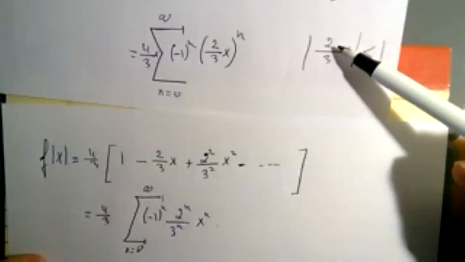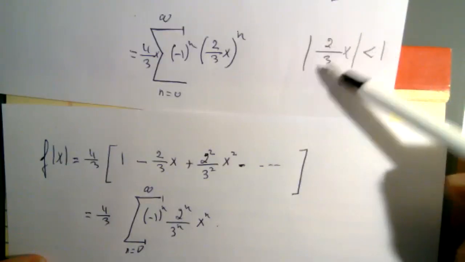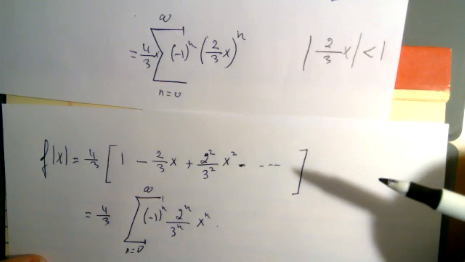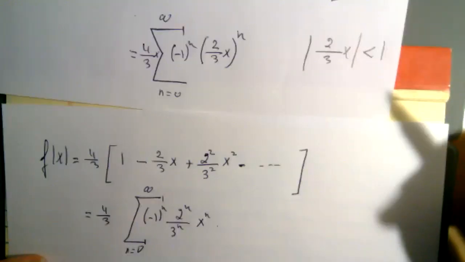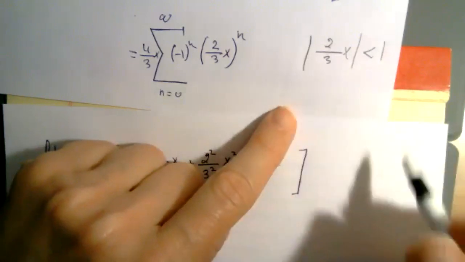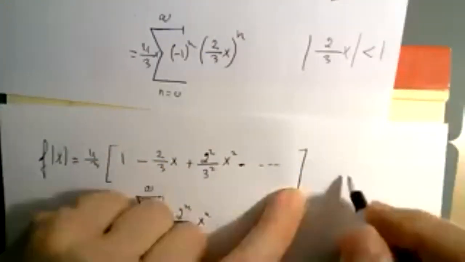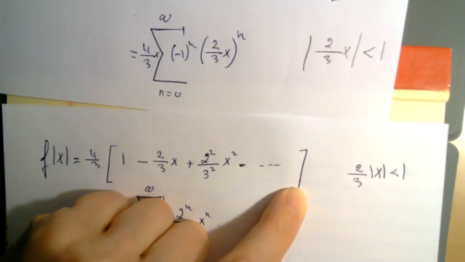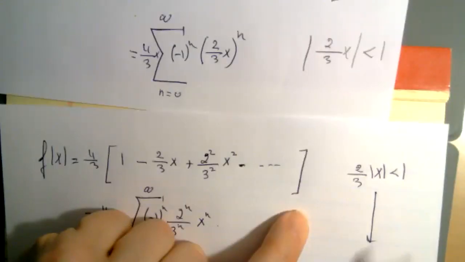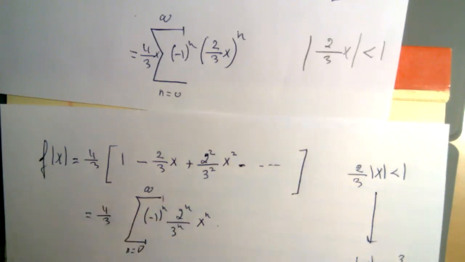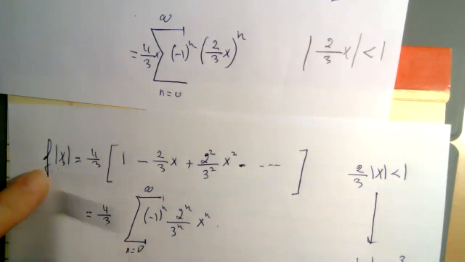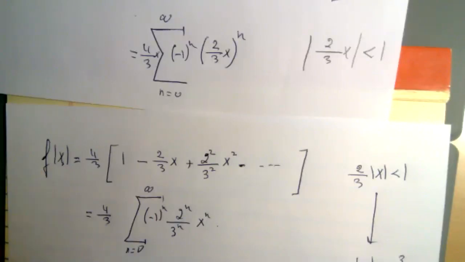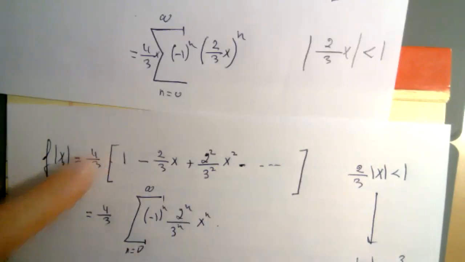So here I have 2 over 3x in absolute value is less than 1. It means what are the values of x? Okay, let me do that. 2 over 3 is a constant, so I can pull it outside the absolute value. So this is going to give me, let us finish with that, the absolute value of x should be less than 3/2. It means the x I can put in here has to be less than 3/2. Otherwise, this series will diverge.